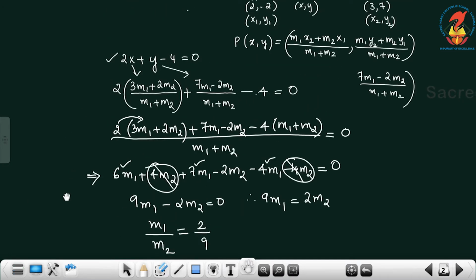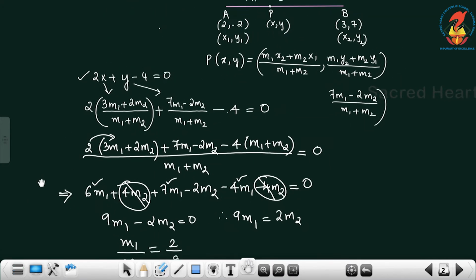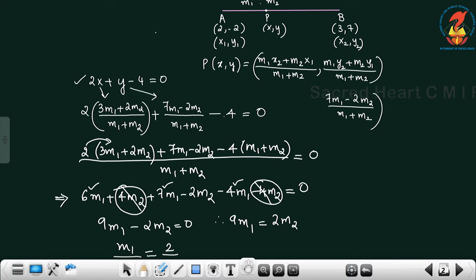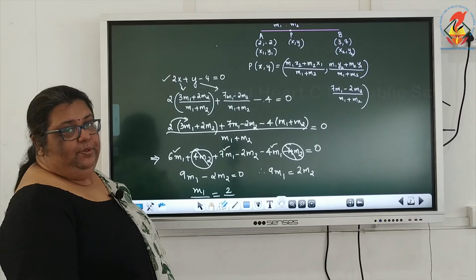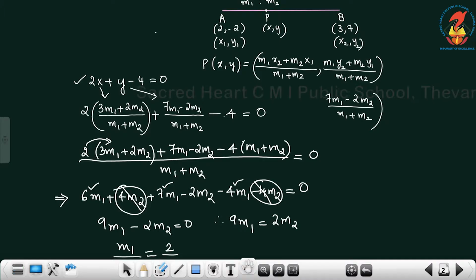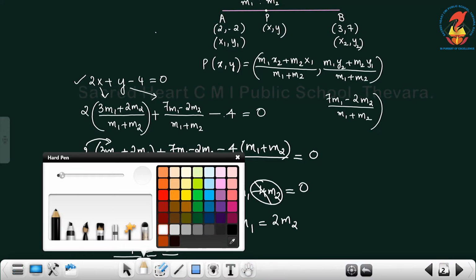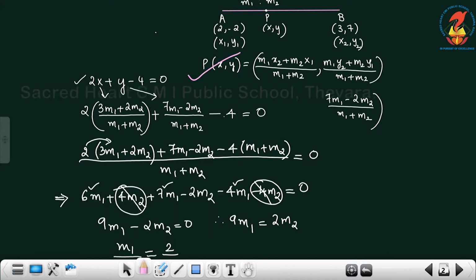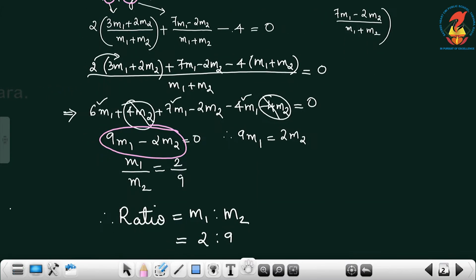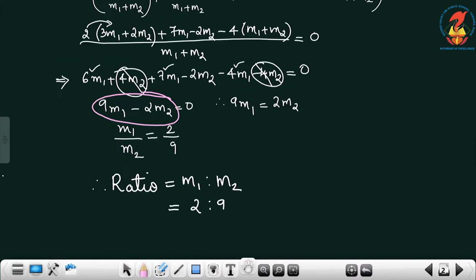Is the problem clear, children? So there was a line segment given AB. P(x, y) divides the line segment in the ratio m1 is to m2. Using section formula, we found out the values of m1 and m2. So instead of x and y, we are substituting that value, and you will get 9m1 minus 2m2 is equal to 0, and the ratio will be 2:9.